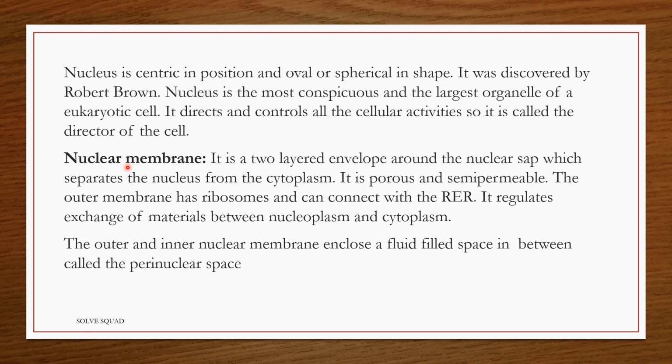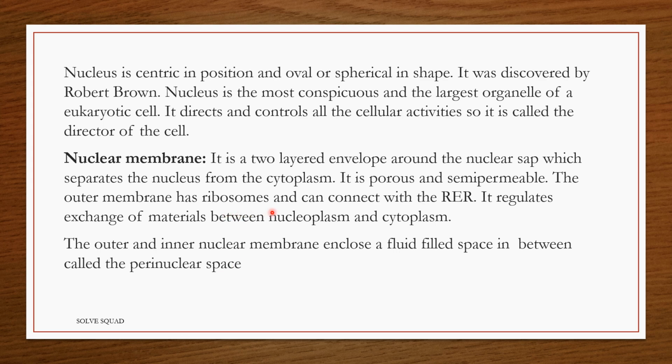The first one being the nuclear membrane. Nuclear membrane is a two-layered envelope around the nuclear sap, which separates the nucleus from the cytoplasm. It is porous and semi-permeable. The outer and inner nuclear membranes also enclose a fluid-filled space in between called intermembrane space or perinuclear space, which is written over here. Okay, the outer membrane is studded and has ribosomes on its surface.